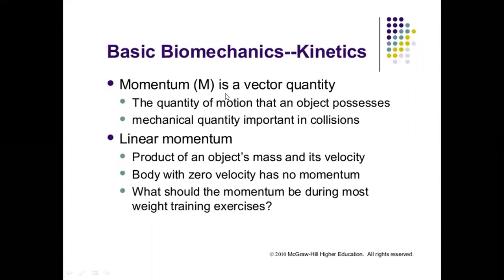Now what is momentum? Momentum is a vector quantity having both direction and magnitude. It is a quantity of motion that an object possesses, and it is the mechanical quantity important in collisions. Then we have linear momentum, which is the product of an object's mass and its velocity. If the body has zero velocity, obviously there will be no momentum.